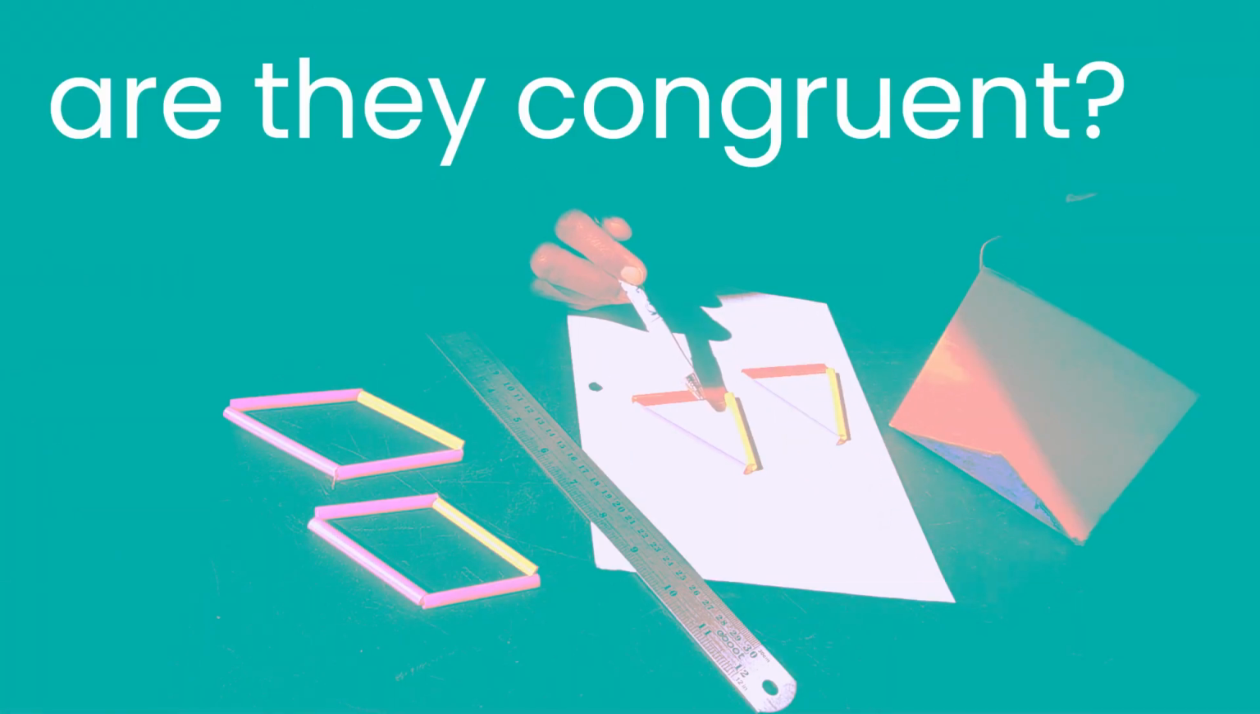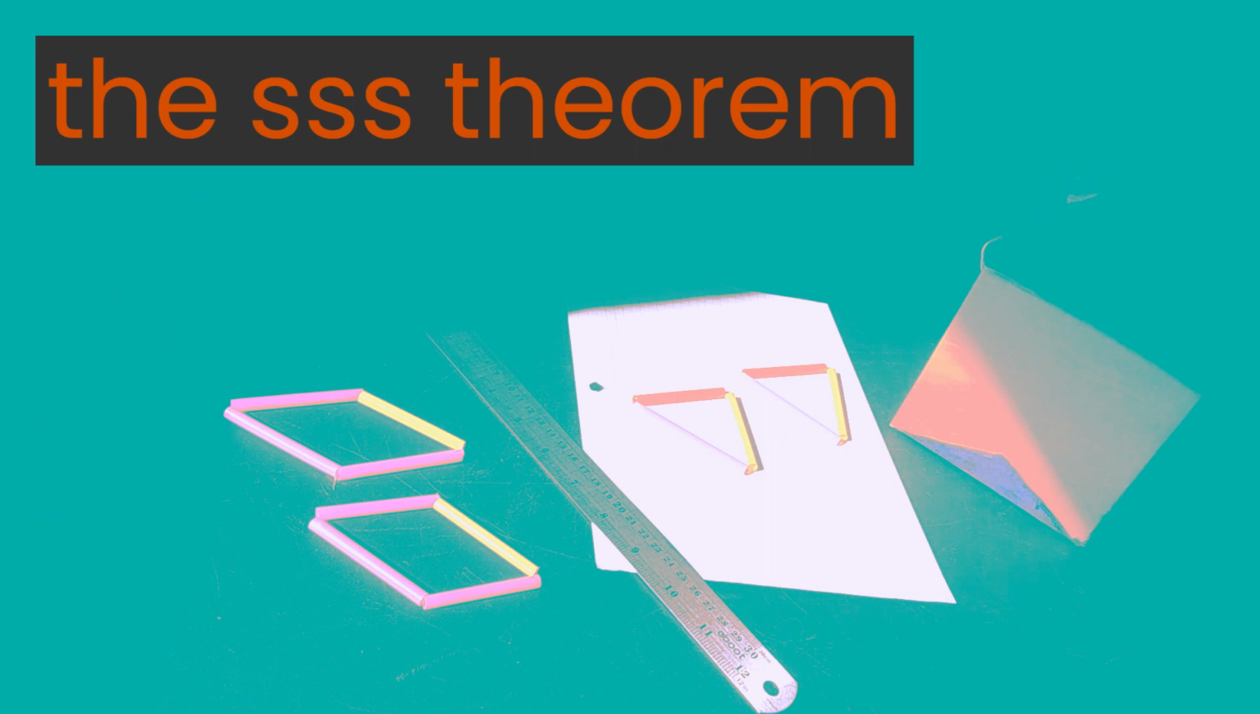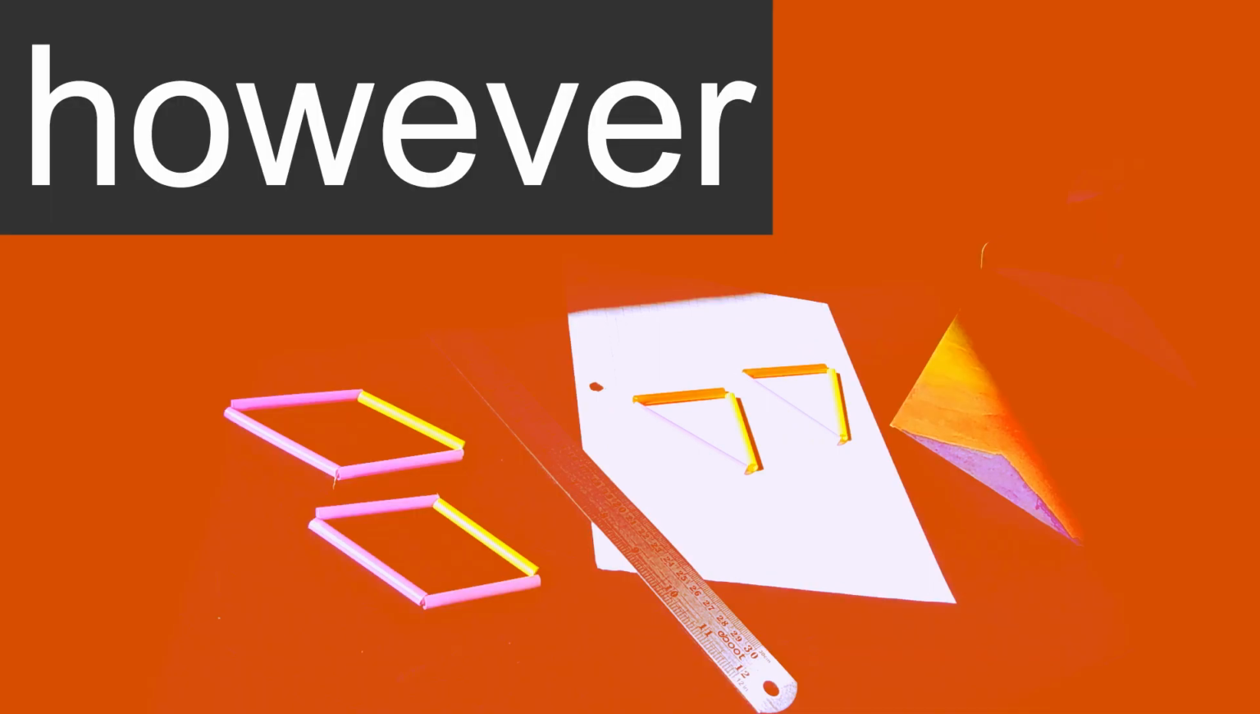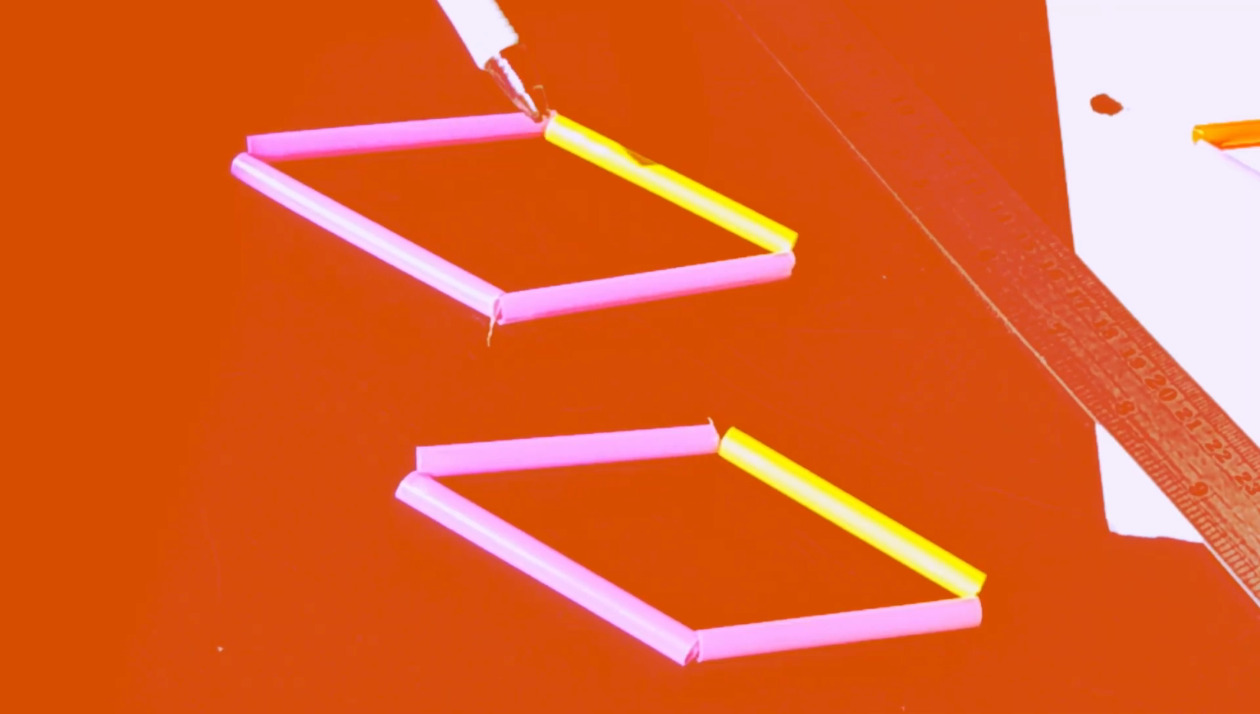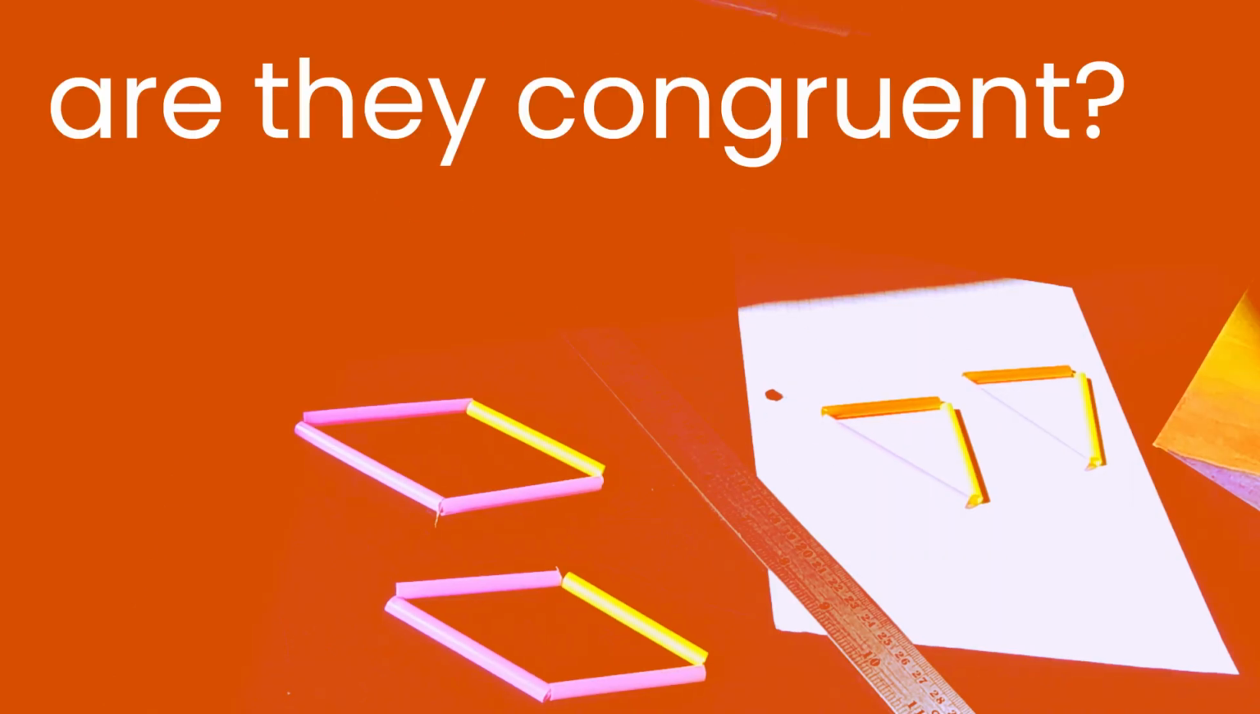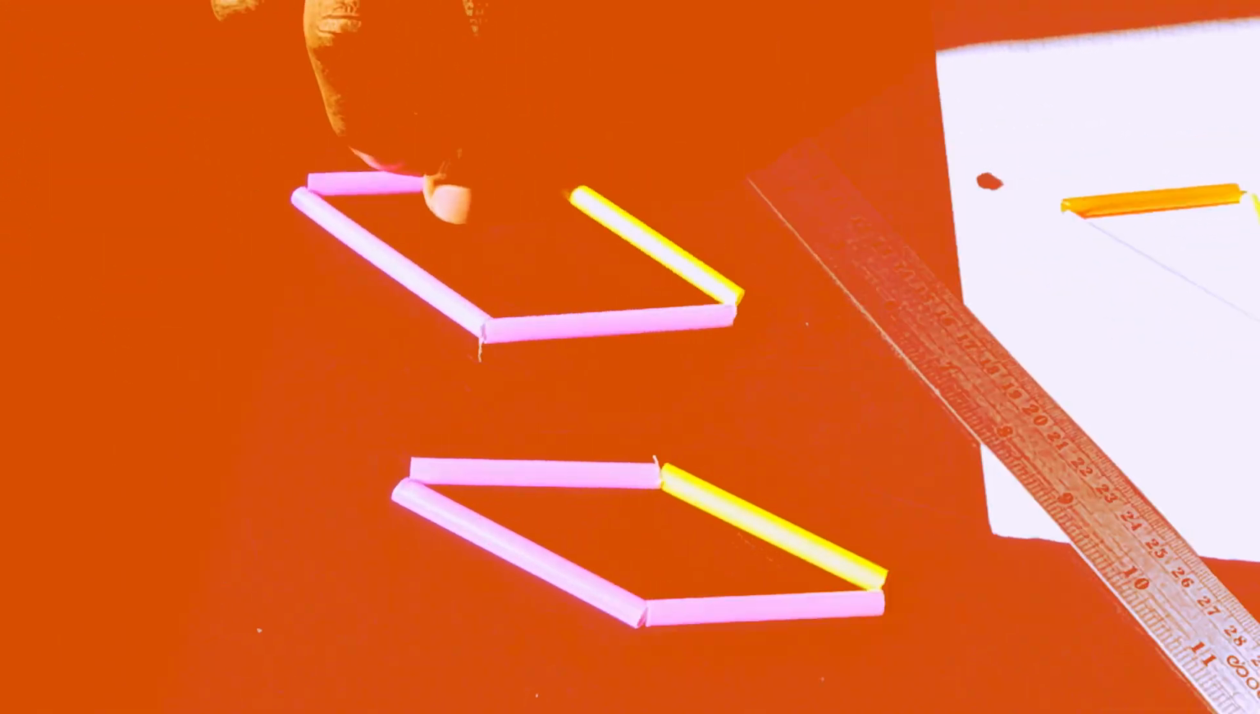Here's an example. The sides of this triangle are equal to the sides of this triangle. Does that mean that they are congruent? Yes, because the sides of a triangle determine its shape. However, the sides of this quadrilateral are equal to the sides of this quadrilateral. Does that mean the two quadrilaterals are congruent? No, they are congruent right now, but the shape of a quadrilateral can change like that.